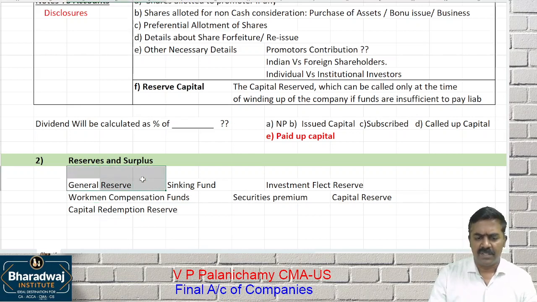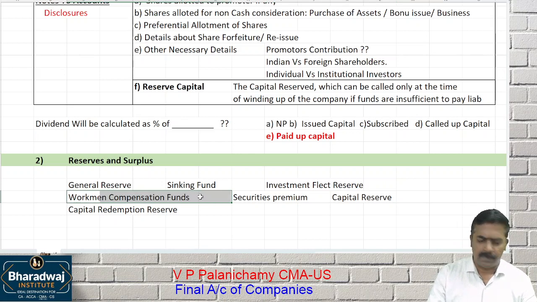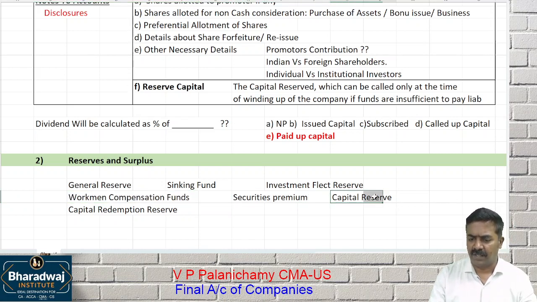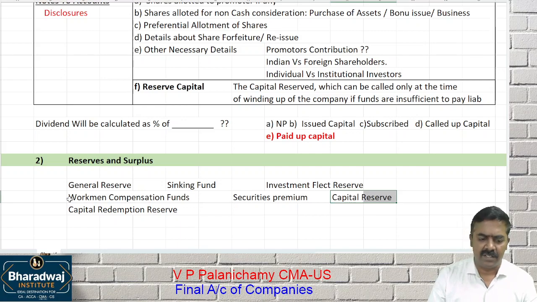Other things you know. General reserve is maintained for some contingency. Sinking fund is for redeeming debentures, etc. Investment fluctuation reserve adjusts the fluctuation in investments. Workmen compensation fund is to pay compensation for workmen if any. What is securities premium? Premium on issue of shares at more than the face value. Capital reserve can be created in some circumstances like cancellation of shares or, for example, employee stock option plan. At that time we will see.